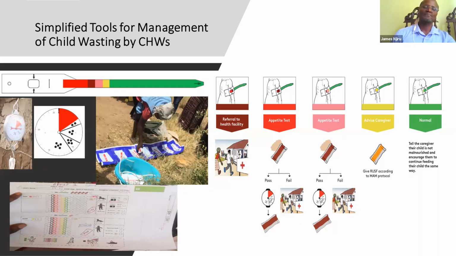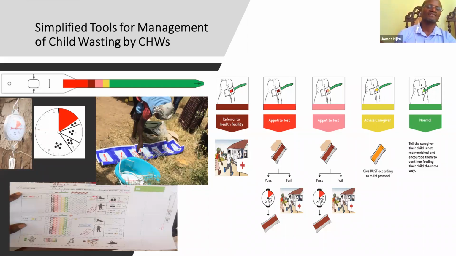Great. So in the modification, we saw that increasing or dividing the normal color bands from work tape increases sensitivity of work tape. So those are colors that you can see that mean the CHVs are able to do follow-up for treatment of acute malnutrition, and they are able to tell how the progression of treatment is happening.